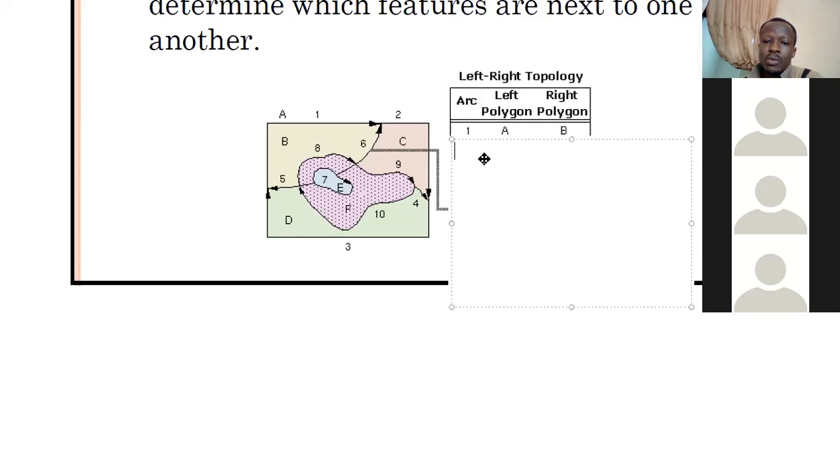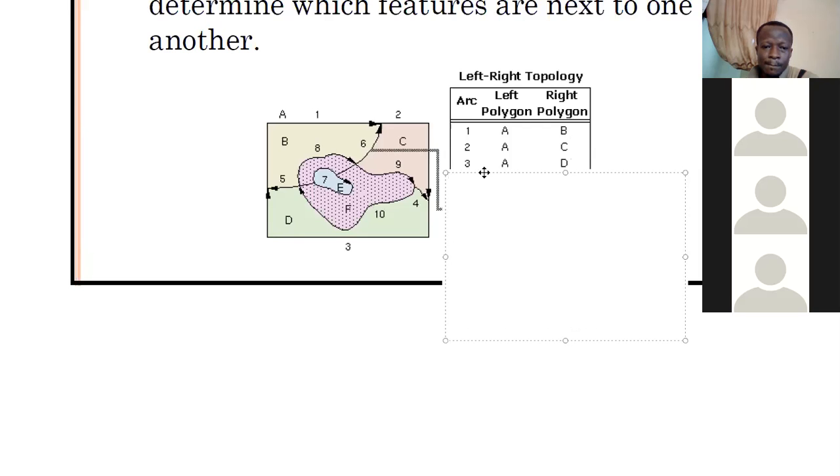Let's go to arc number 3. The arrow is going this way, so it means the water is flowing this way. What is to the left? What is to the right? The left is A, and then the right is D. Okay, AD.